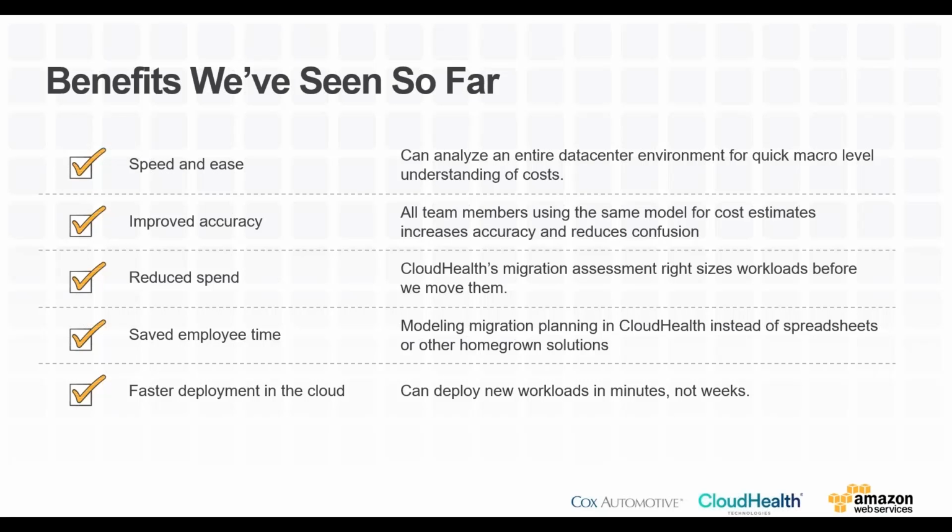The next thing is reducing the spend. Being able to right-size the instance types is huge, because you don't want very oversized instances when you're paying for those instances regardless of whether you use 1% of the capacity or 100% of the capacity. So being able to right-size before you move those instances over is a big key for us, and that helps reduce spend significantly.